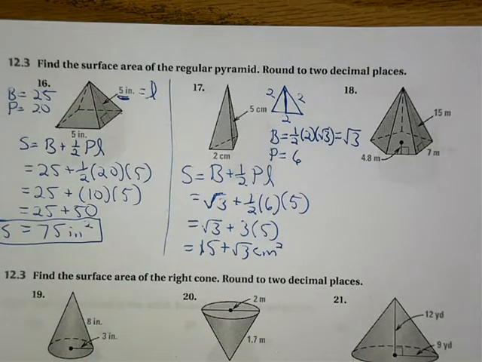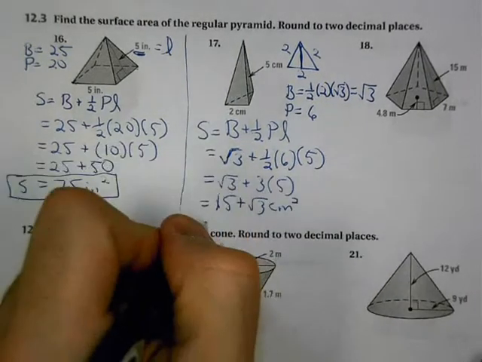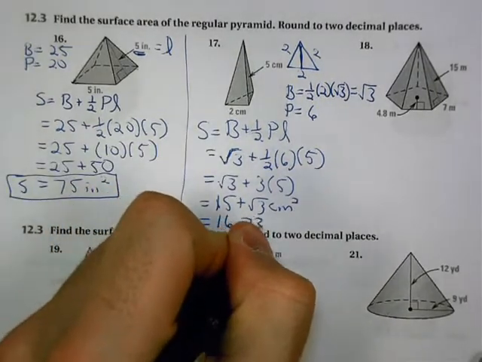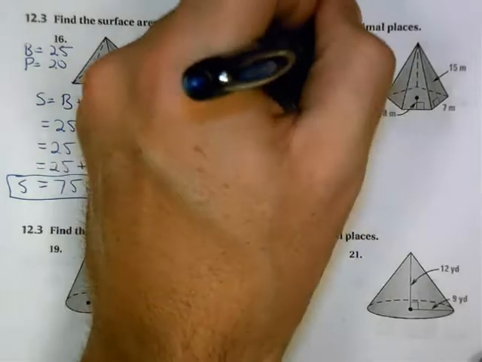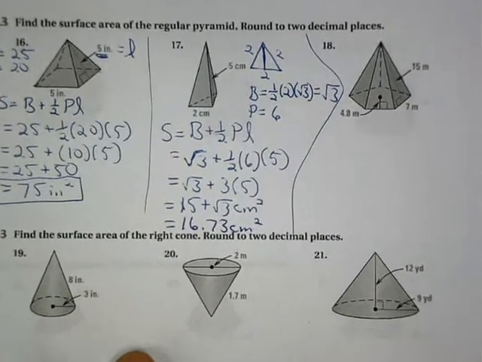If you wanted to then write that as a decimal, and then once we take 15 plus root 3 and we write it in decimal form, it does come out to be 16.73 centimeters squared. Okay, now we go to number 18, which is now a pentagonal pyramid, the pentagon.